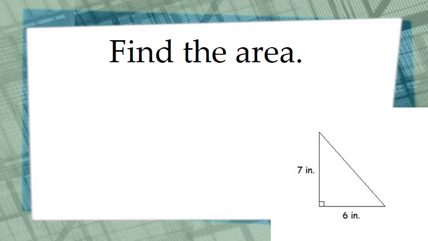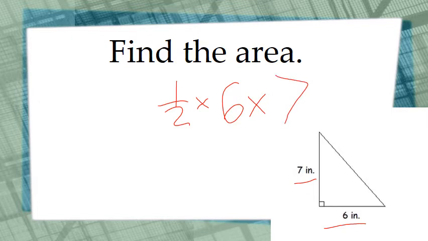Okay, so we've got 1/2 times the base. So, what's our base? Well, the base is just the bottom of the triangle. It's the part that's sitting on the bottom. If you were holding that paper, it would be sitting on the bottom. So in this case, it's 6 inches. That's the base. Height, how tall is it? In this case, that's 7. So 7 inches tall, 6 inches on the base, and you times that by half.